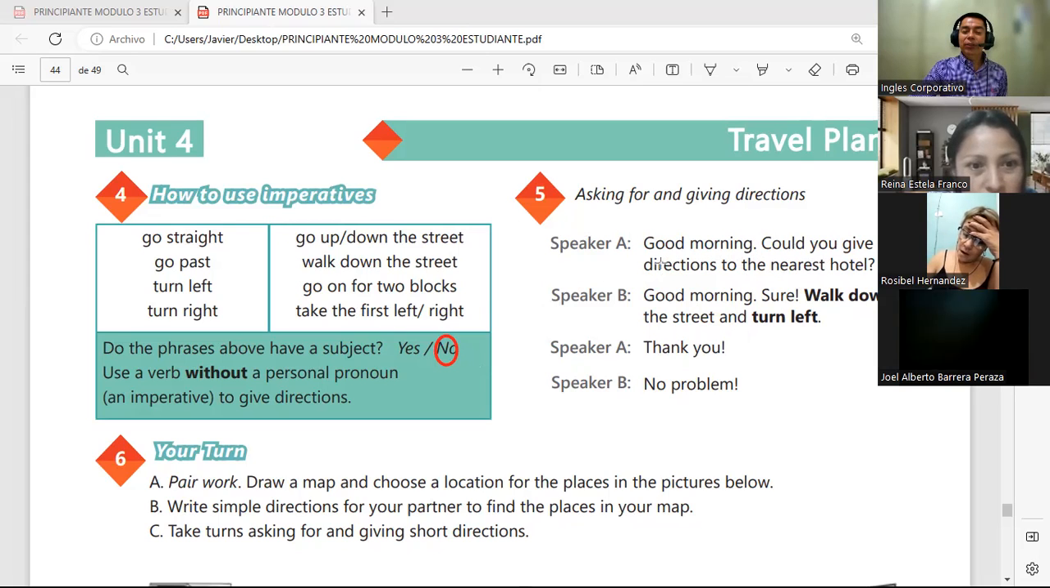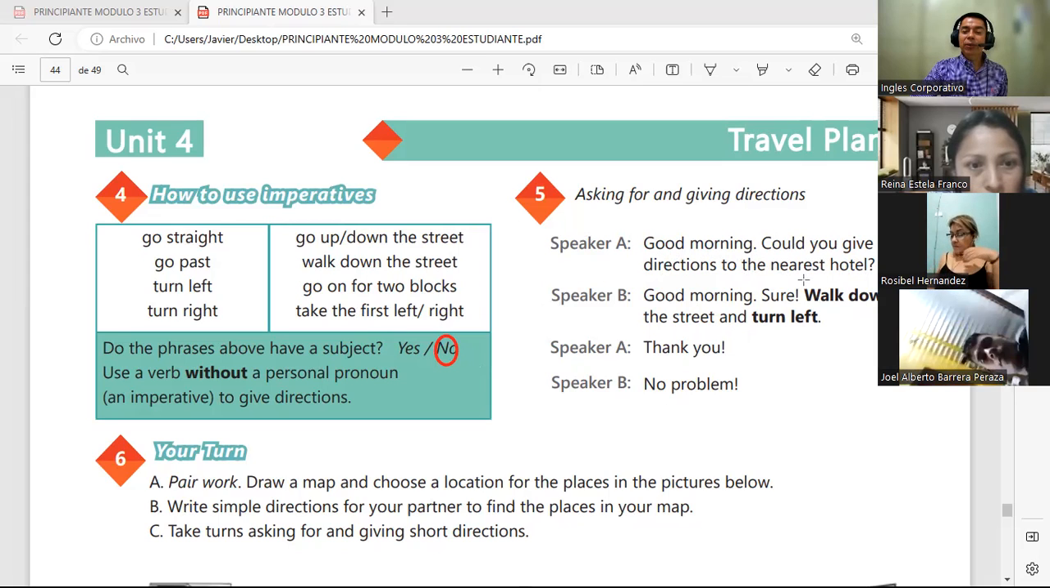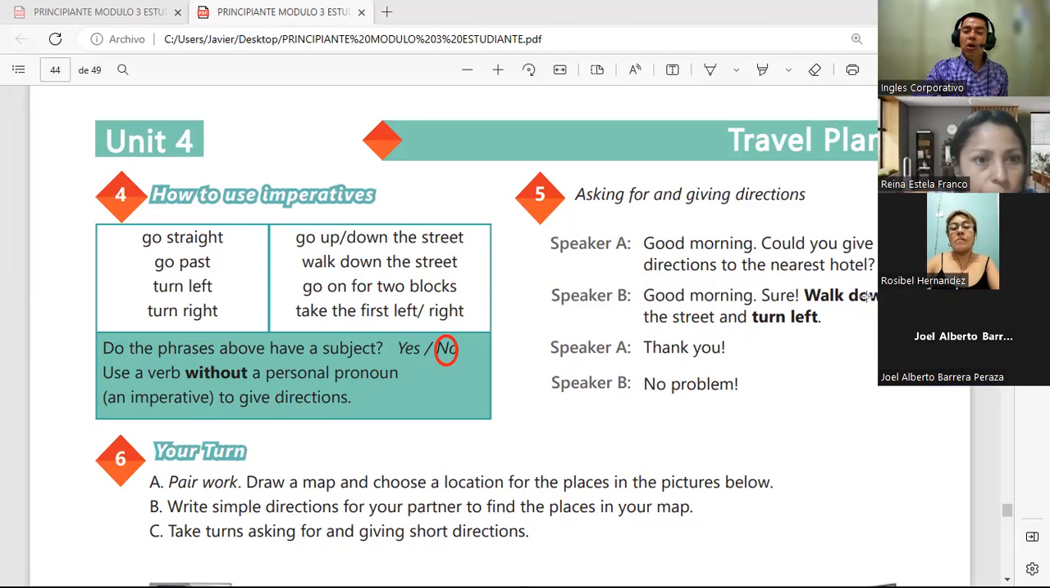Okay, now, let's go to this conversation. Look, good morning, sir. Could you give me directions to the nearest hotel? Good morning, sure. Walk down the street and turn left. Thank you, no problem. So here, class, we have the use of imperative, right? When I say walk down, it's camina hacia abajo. It's an imperative, you're giving direction. When I say turn left, cruce hacia la izquierda. You're giving direction.